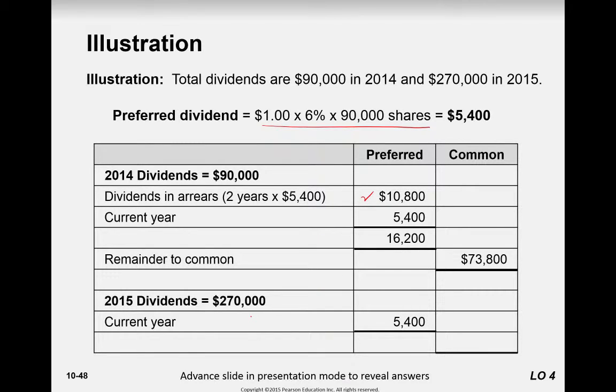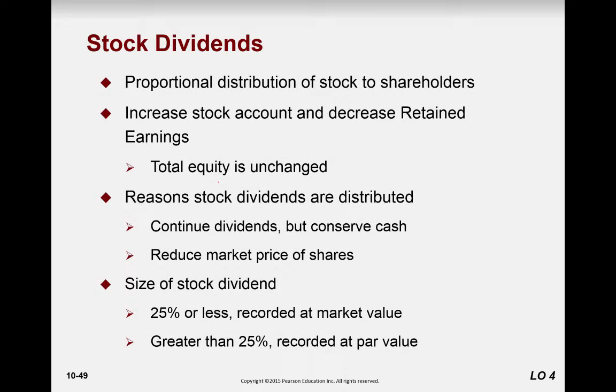And then our current year, we have to put, again, our preferred. Then the rest can go to our common shareholders. So make sure that you understand that. Always you have to calculate the dividends in arrears for the preferred stockholders, and then the remainder goes to the common stockholders.